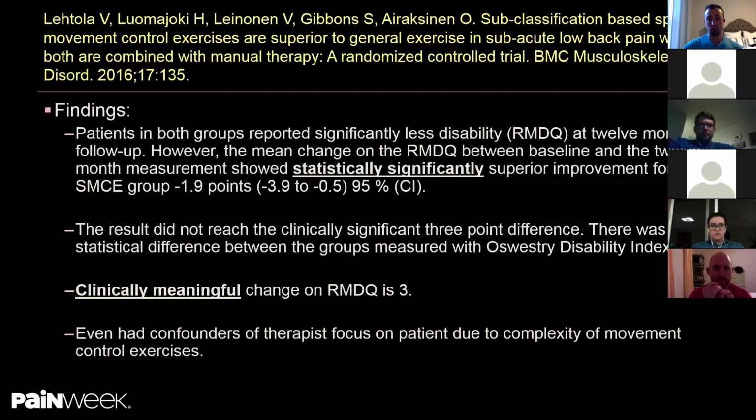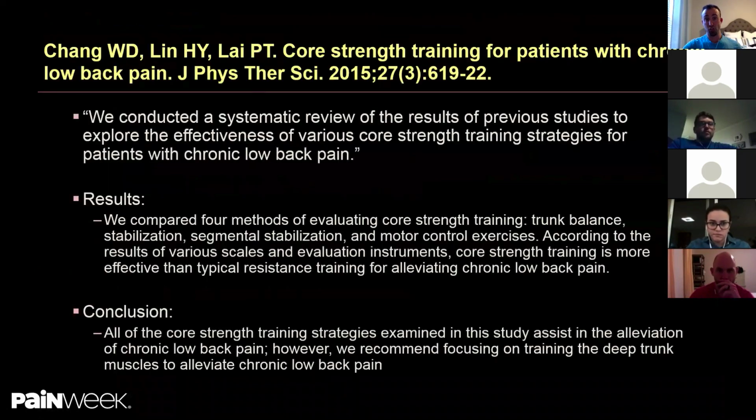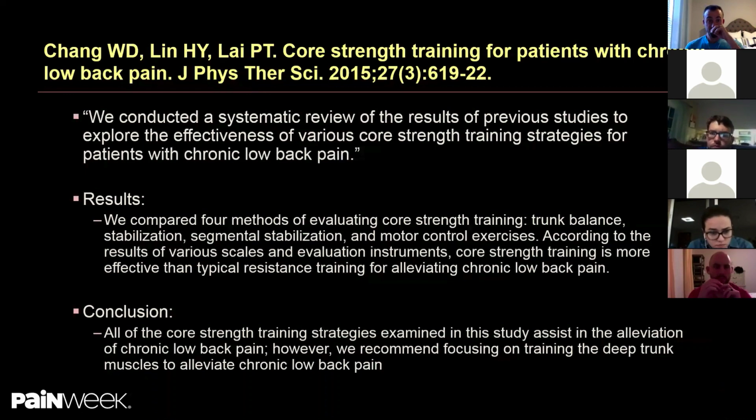So I wanted to go into one more example of when abstracts lead you astray. I got a kick out of reading this study. Chang in 2015 conducted a systematic review of core strength training for patients with chronic low back pain. This systematic review used previous studies to explore the effectiveness of various core strengthening exercises, and their results and conclusions say that all core strengthening strategies examined in this study assist in the alleviation of chronic low back pain. However, we recommend focusing on training the deep trunk muscles to alleviate chronic low back pain.